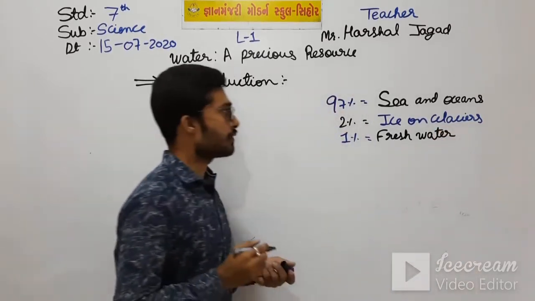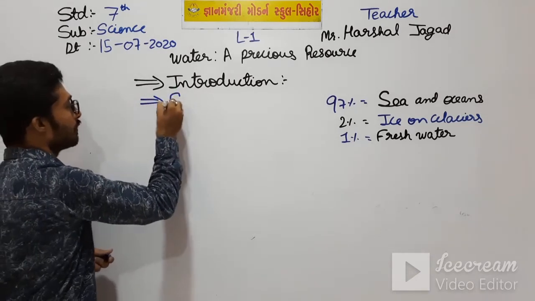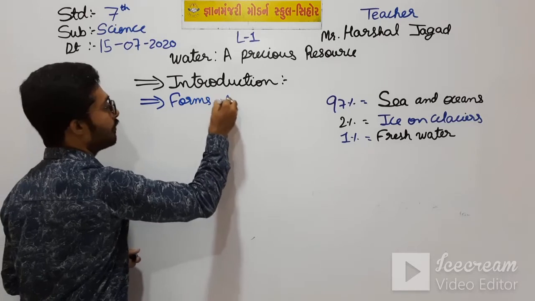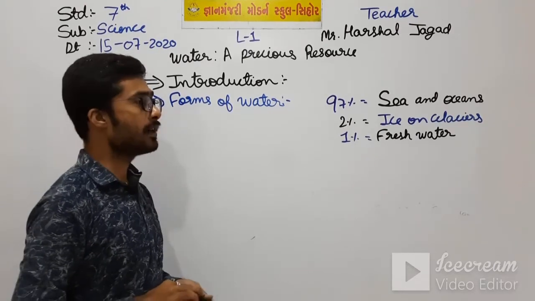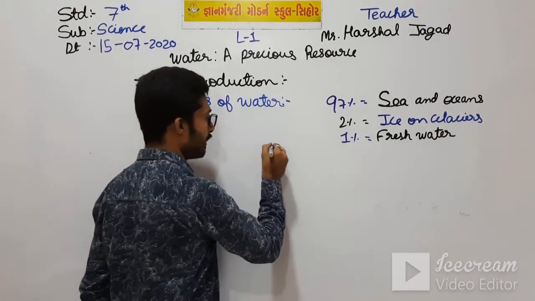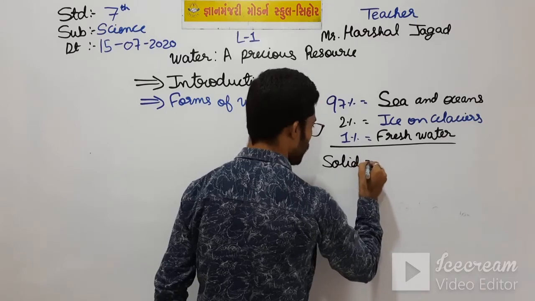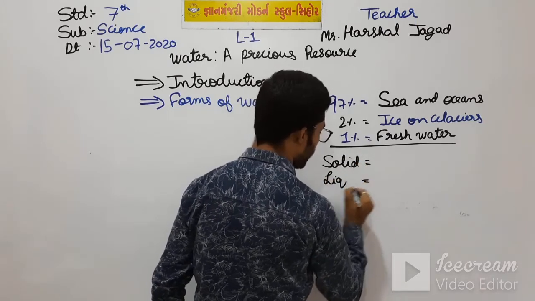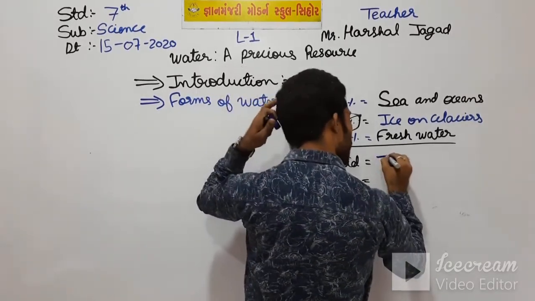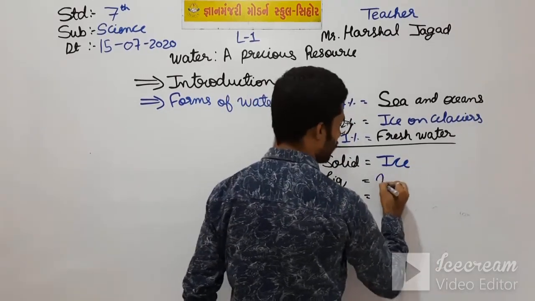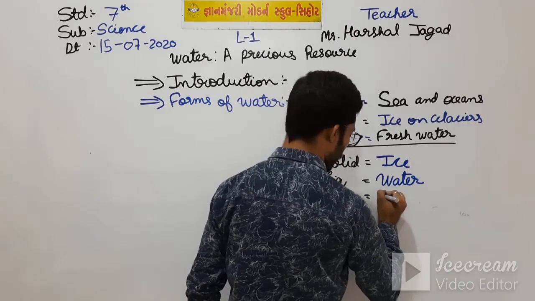Okay students, so this we have seen in introduction, and after this we have seen the forms of water. In the forms of water we have seen the three forms, that was solid, liquid and gas. The solid form of water is known as ice, liquid form of water is known as water only, and gas form of water is known as water vapor.